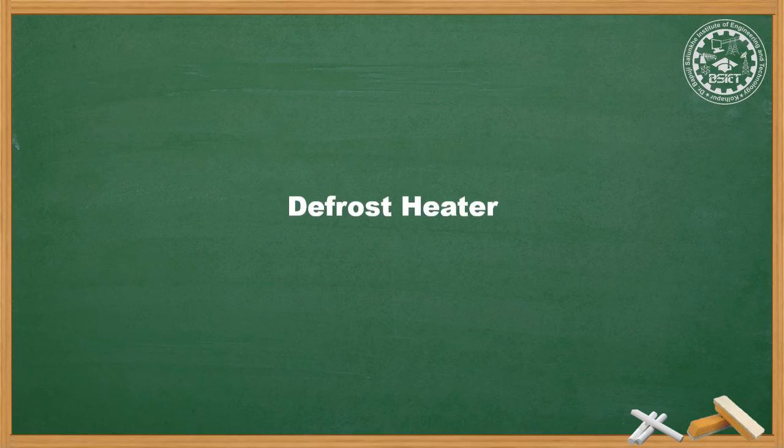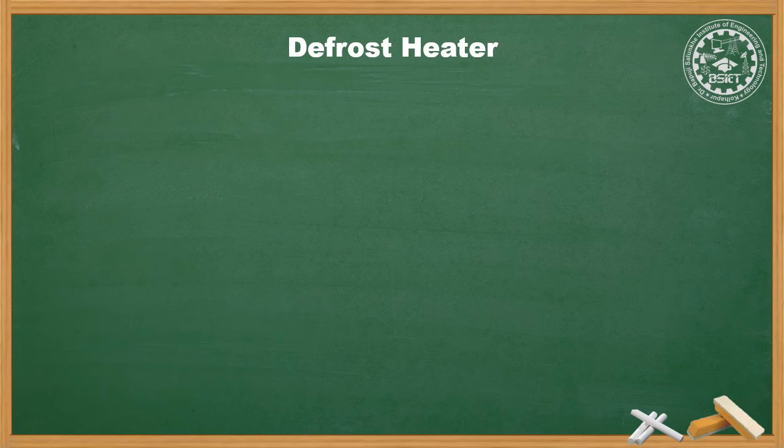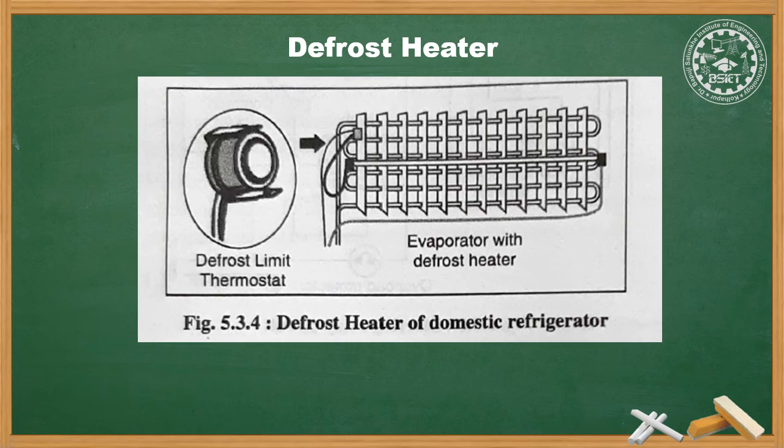Next is the defrost heater. The defrost heater is a heating element located on the evaporator coil, or it can be located behind the back panel of the freezer section. In the defrost heater of a domestic refrigerator, as shown in the figure, when ice or frost is accumulated or formed on the evaporator coil, the defrost button is pressed. The freezer switches to the defrost cycle. The defrost heater turns on and melts the ice or frost on the evaporator.